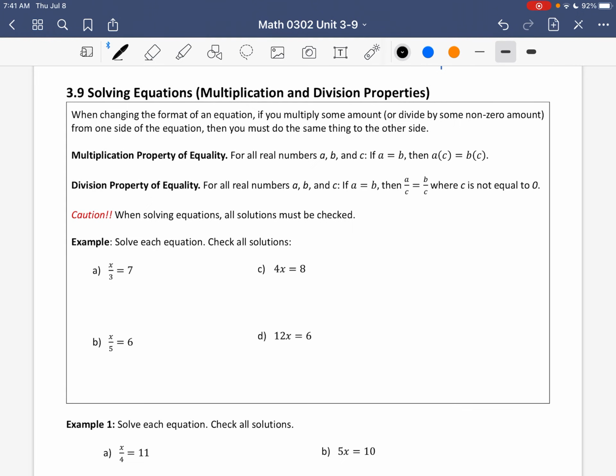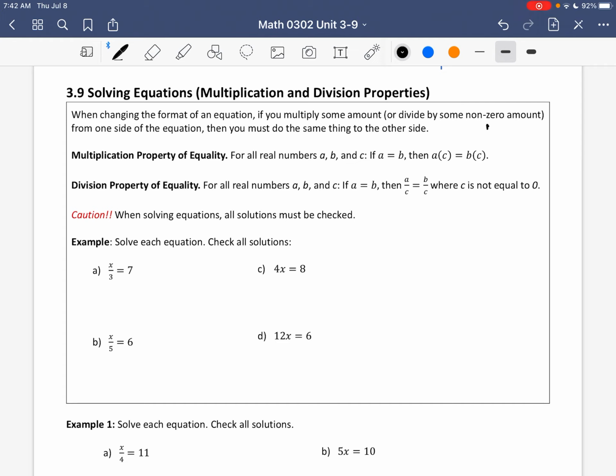Okay, so again, we're pretty much at the end of the unit, and the end of Unit 3 means that we're solving equations now. Let's read the statement that says the following: when changing the format of an equation, if you multiply some amount or divide by some non-zero amount for one side of the equation, then you must do the same thing to the other side. And this is because anytime we're working with an equation, we need to preserve what's called equality.